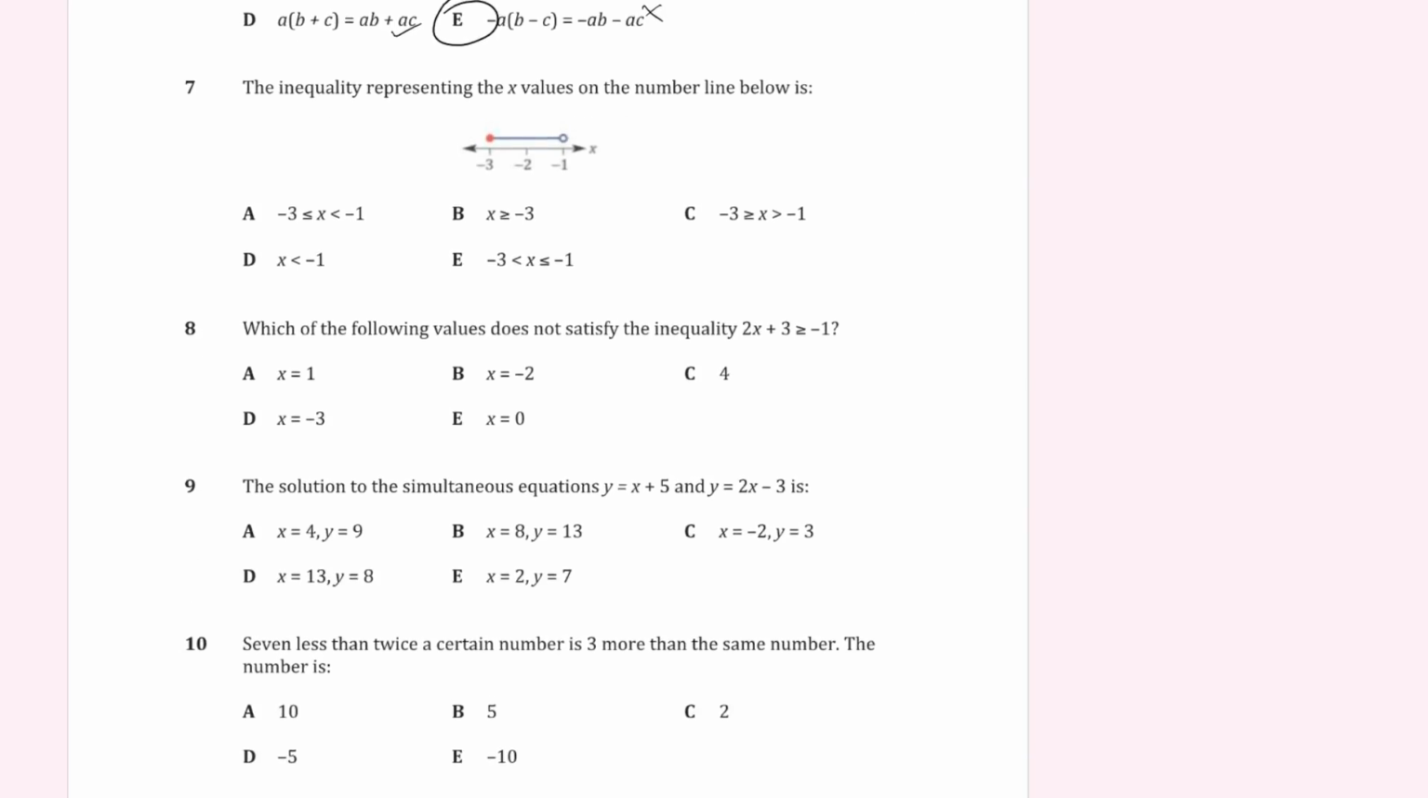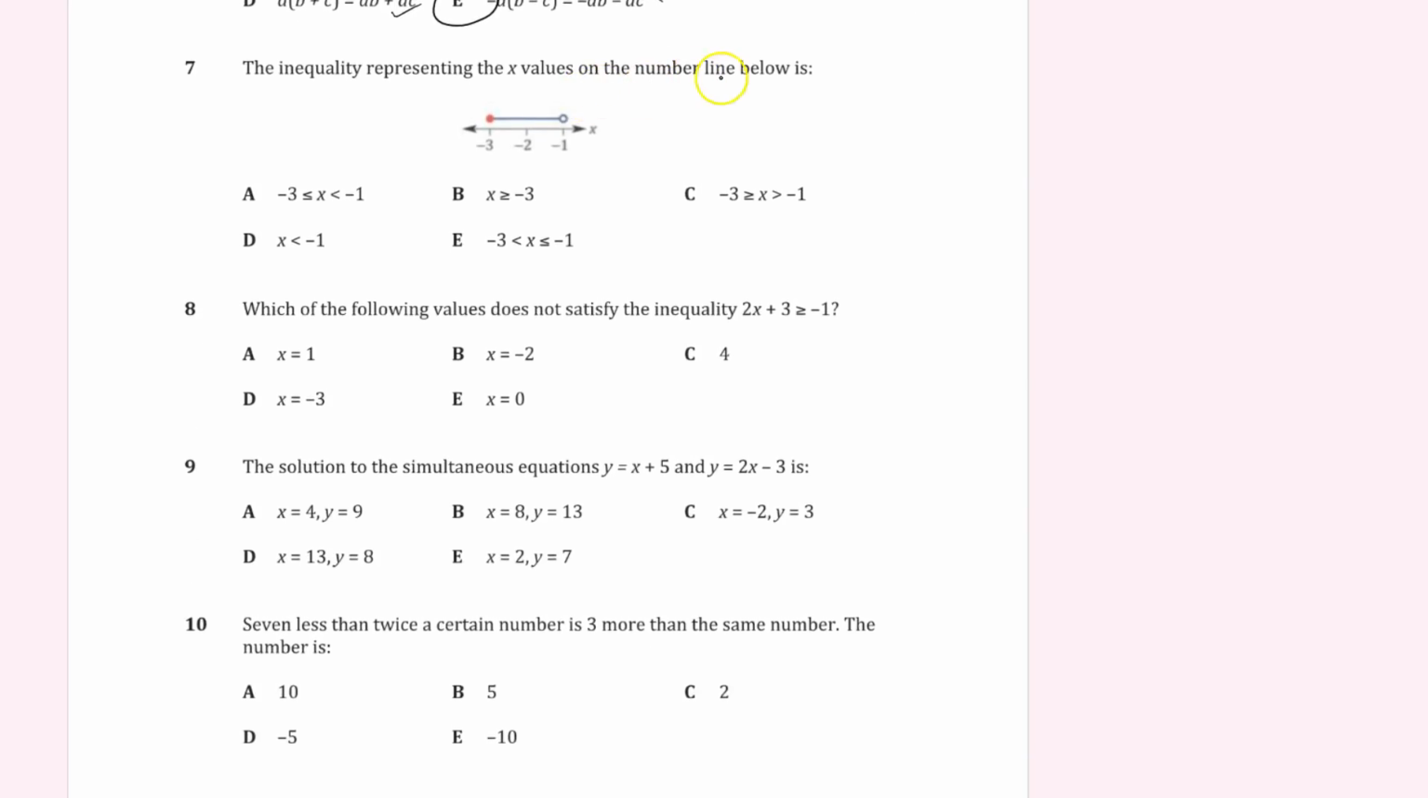Question 7. The inequality representing the x values on the number line below is. So, what does this mean? A shaded in circle means it's included in the group. An unshaded circle means it's excluded. We don't include that point. So this looks like we want all of the x's between -3 and -1. They've got to be bigger than -3 because they're to the right, less than -1. So if we have a look, there's a couple that we can choose from.